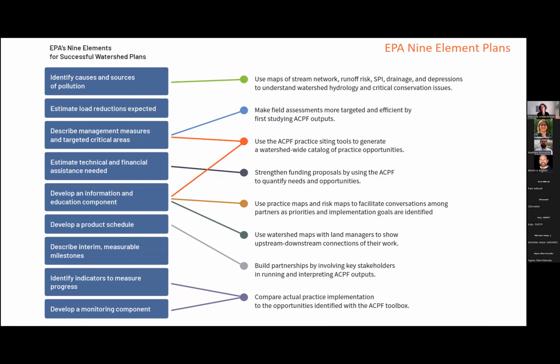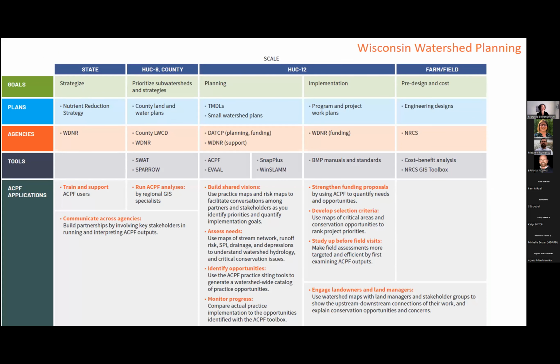And all of this, some of you are using one of these planning processes, others are using other types of tools and processes. And this is a graphic we put together for Wisconsin, and I think it's worth looking at for any state. It might be helpful to prepare something like this. At each scale, at the state level, the Huck 8, down to the minor watersheds, and down to the farm and field scale, there's different goals, different kinds of goals at each of those scales.